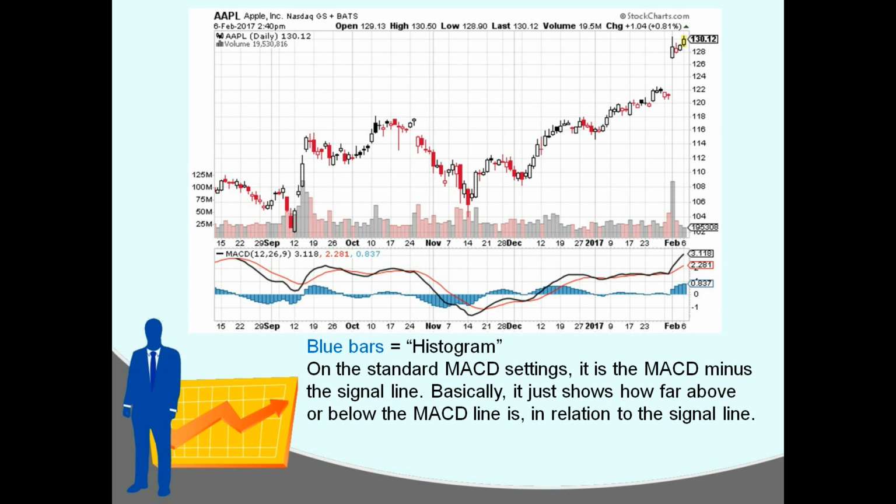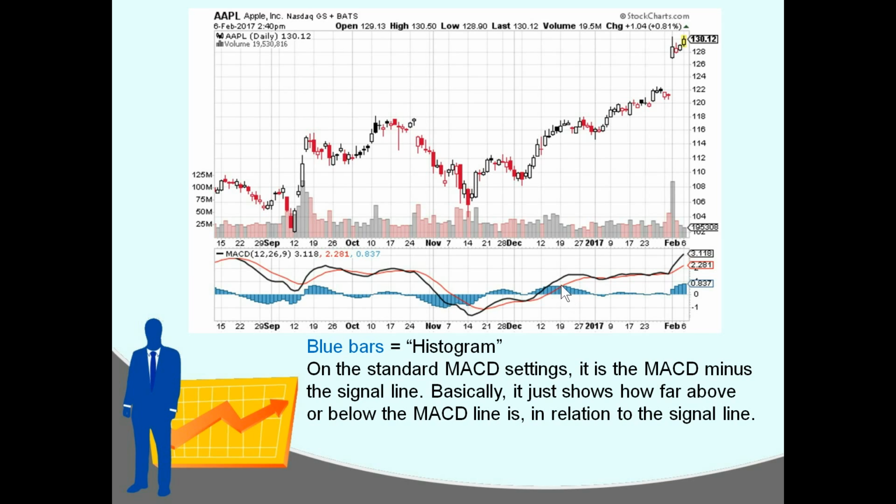What about the blue bars? That's called the histogram. On the standard MACD settings, it is the MACD minus the signal line. Basically, it just shows how far above or below the MACD line is in relation to the signal line. So how far above or below is the MACD line compared to its signal line?